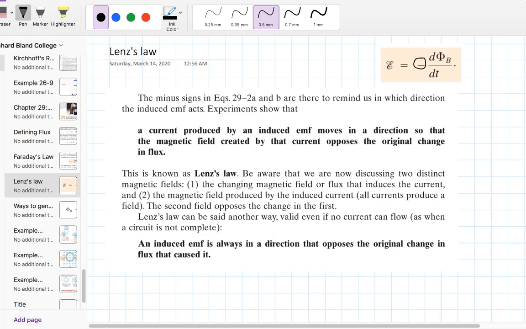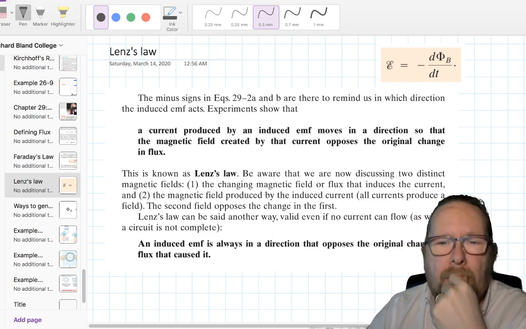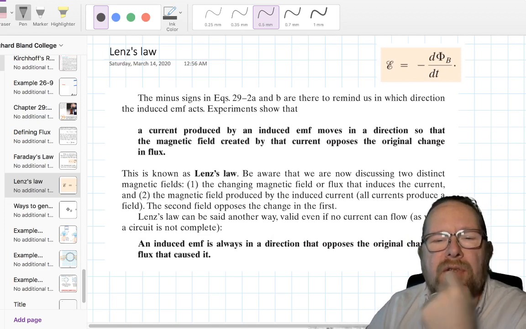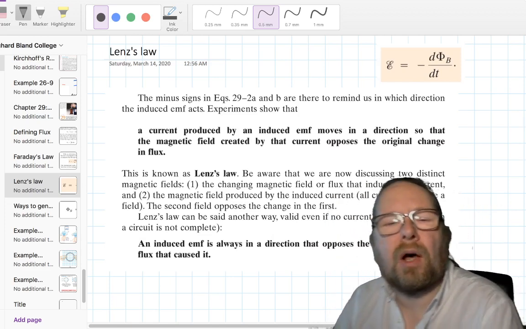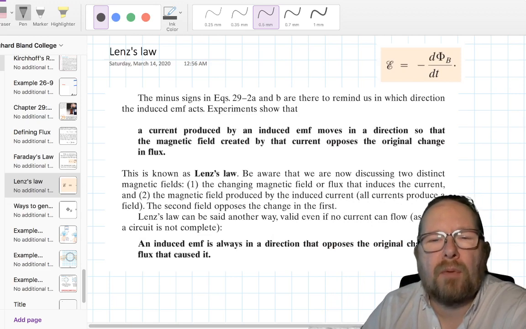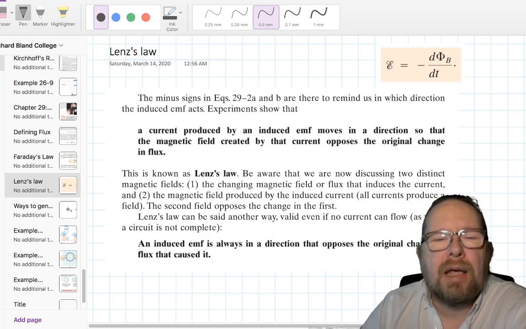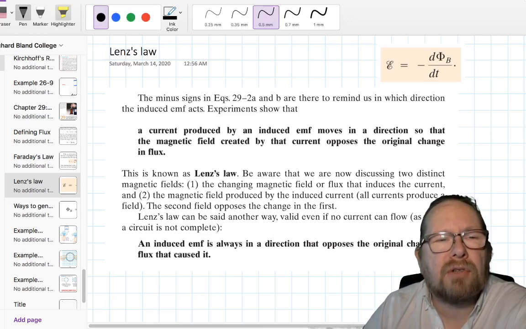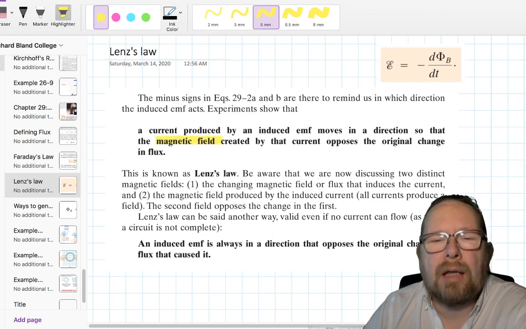The negative sign in Faraday's law is very important. It's probably fair to say it's the most important negative sign in any physics equation. And it tells us this. It tells us that the direction of the induced EMF when there's a change in magnetic flux is such that it opposes the change in magnetic flux that created the EMF in the first place.